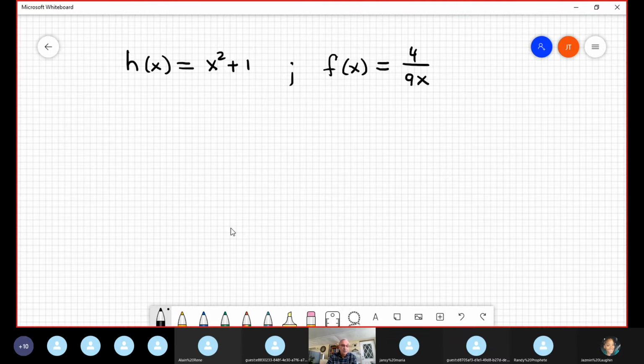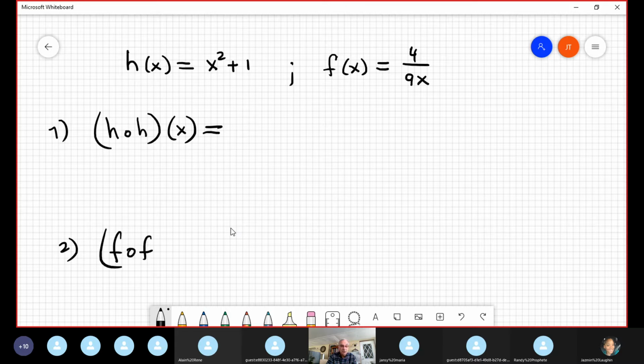And the question is two questions, basically. Number one is to form the composition h of h, twice of x. And remember, we expect two answers: a new expression and its domain. Number two is f composed with f. So you combine h by itself and f by itself, and you need to find the new expression and state its domain.